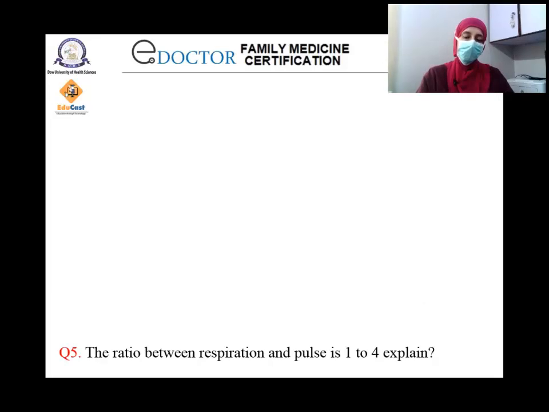The next question is, the ratio between respiration and pulse is 1:4. Explain. Now that's a very interesting question. I think nature has a lot to do with this, because the pulse is obviously more because the heart beats faster. Our normal heartbeat is between 60 to 100 beats per minute, and respiratory rate we know obviously cannot match with that. So obviously the ratio would be different.